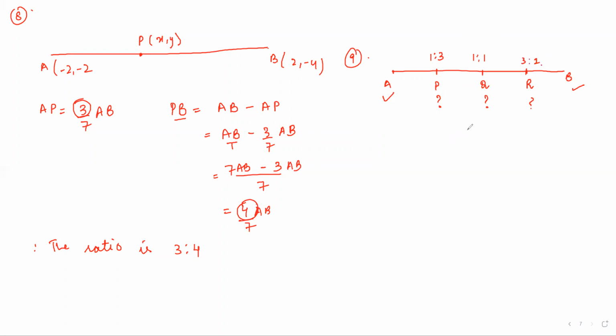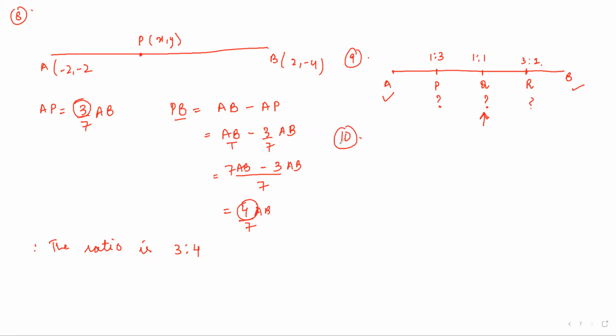Another method is that Q is the midpoint of AB, right? So first you find the coordinates of Q. Now you got the coordinates of A, you got the coordinates of Q. Now P is the midpoint of AQ. And similarly, R is the midpoint of QB. So that way also you can find out. Okay. So can I leave it? Yes, ma'am. Okay. Now 10th question also.